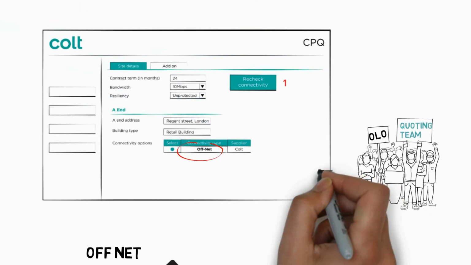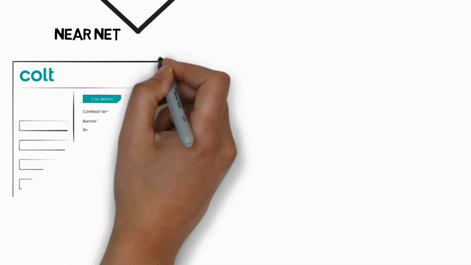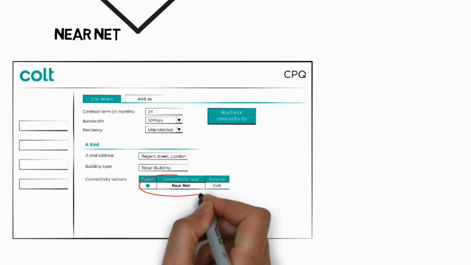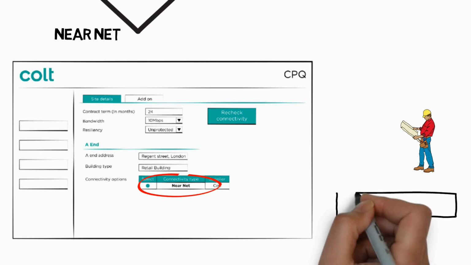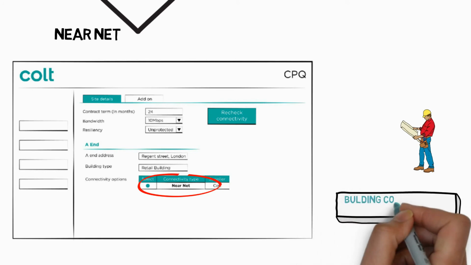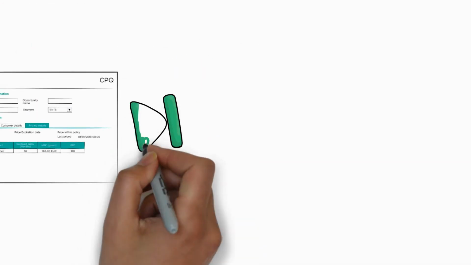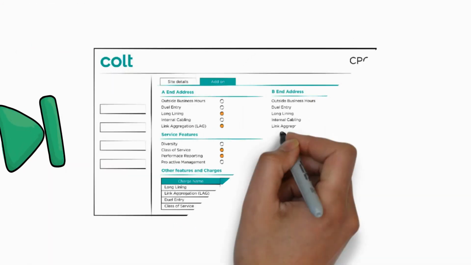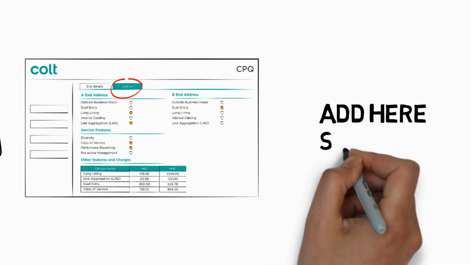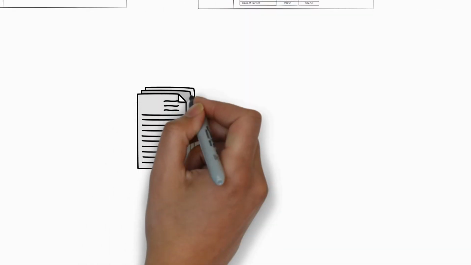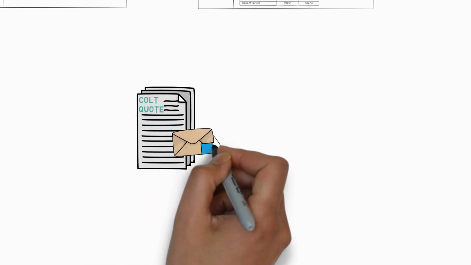However, where it is off-net or near-net, but the availability and price cannot be determined, CPQ will allow you to trigger a workflow to relevant teams so you can request the data. For off-net, the workflow will go to the quoting team, who will obtain service availability and costs from our OLO partners. The near-net workflow will go to the building connectivity planning team for a response.